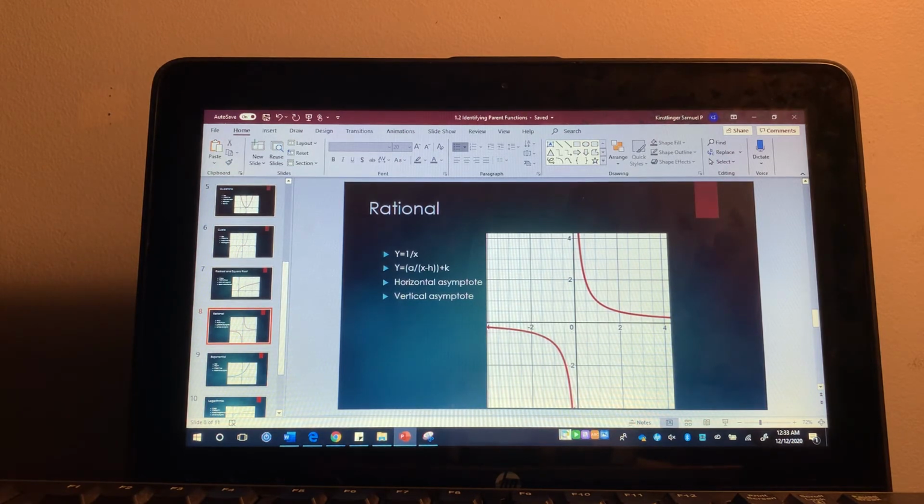And vertical, if you have a line for some x value, the graph will get close to it but never reach it. As we can see, both are x equals 0 and y equals 0. Now, as we can see, let's say if we have 1 over x, when x is 2, we can see that y is 1/2.